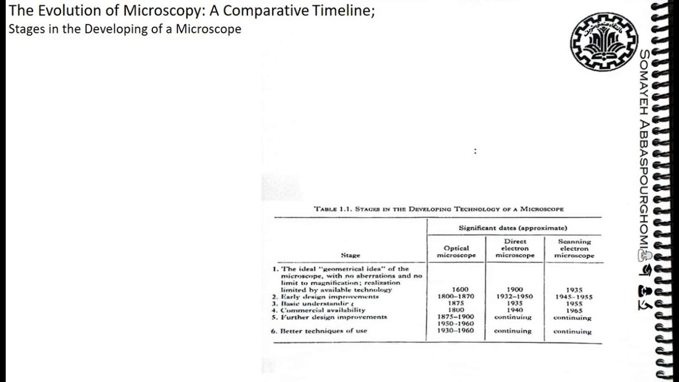Now, to really appreciate where electron microscopes came from, it's helpful to look at their journey and compare it to the much older story of the optical microscope. I've laid out a simplified timeline on this slide, highlighting 6 key stages in the development of these powerful tools. This isn't just about dates, it's about the conceptual leaps and technological breakthroughs that defined each era.